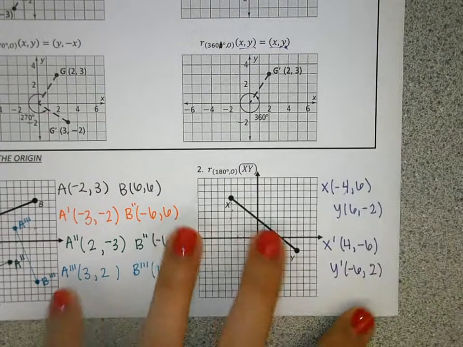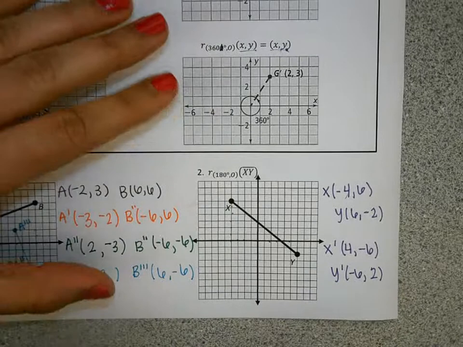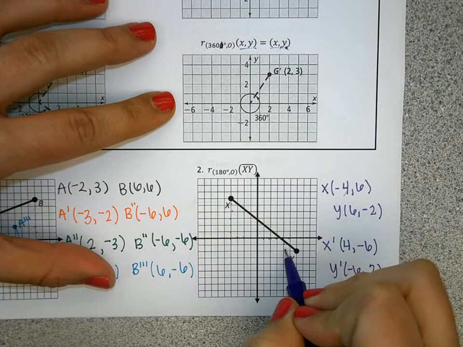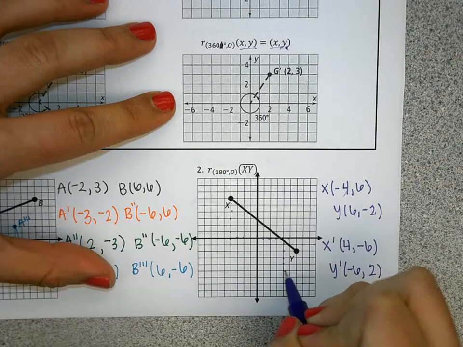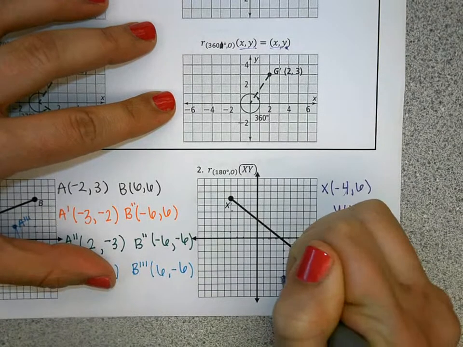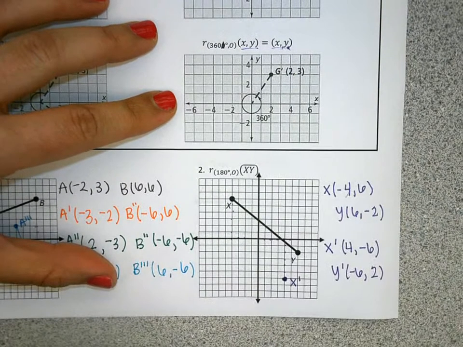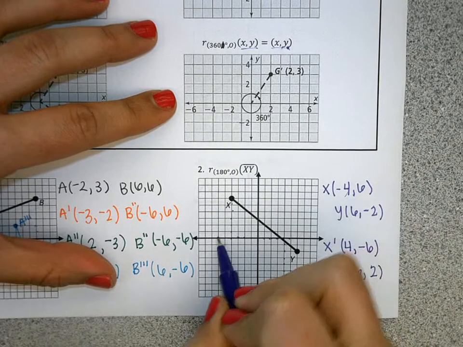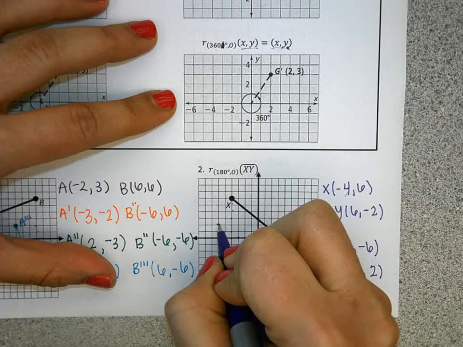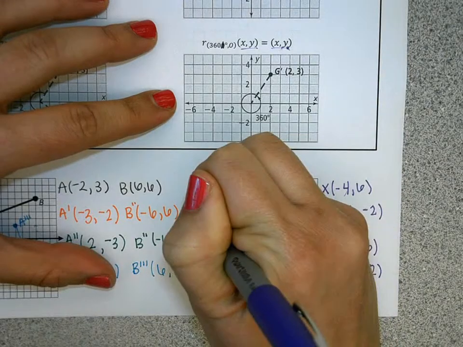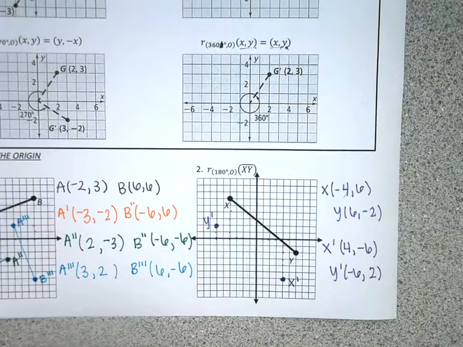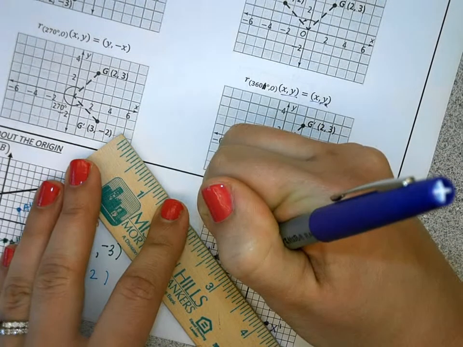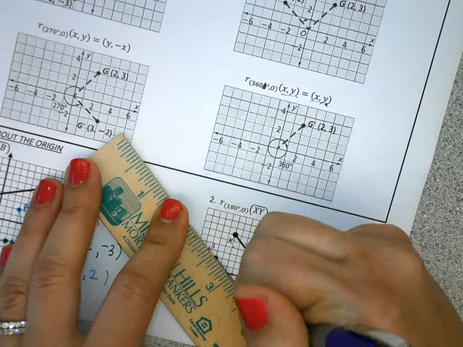So let's graph it. 4, negative 6. So there's X prime, and Y prime would be negative 6, positive 2. Hey, it's like parallel lines. They are parallel lines. Do you think that will always happen?